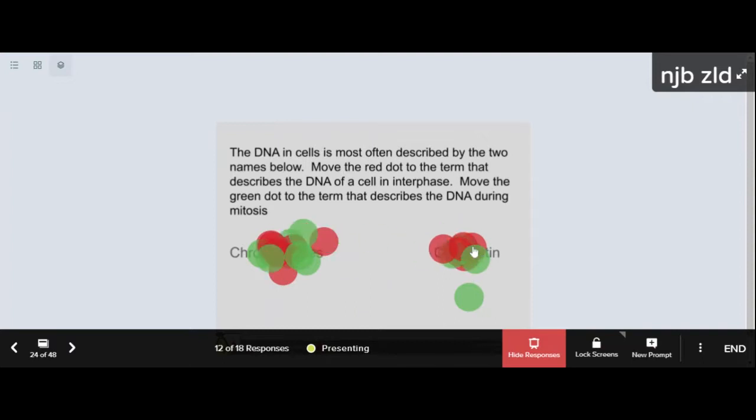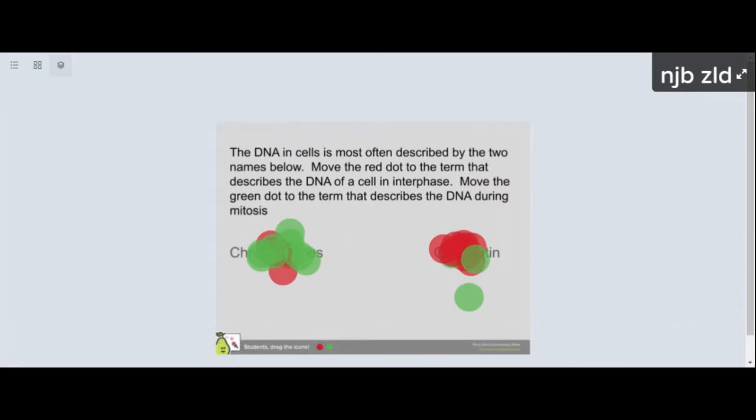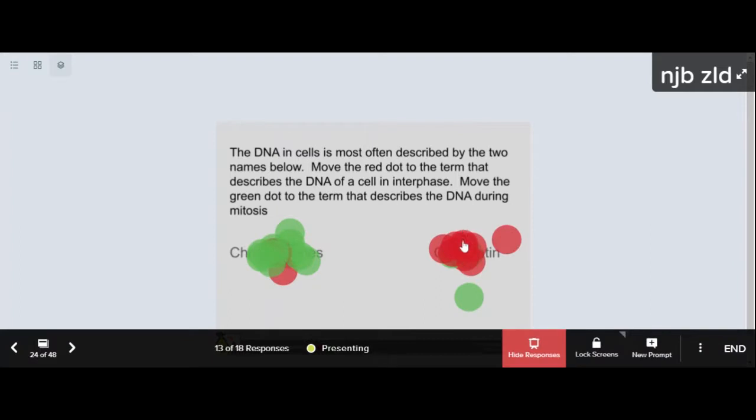Red is called the chromatin. Chromatin is during interphase. During interphase, chromatin is uncoiled DNA, so the genes are available to help the cell do its work. Chromosomes are only visible and are only tightly coiled up during mitosis. So green goes to chromosomes.